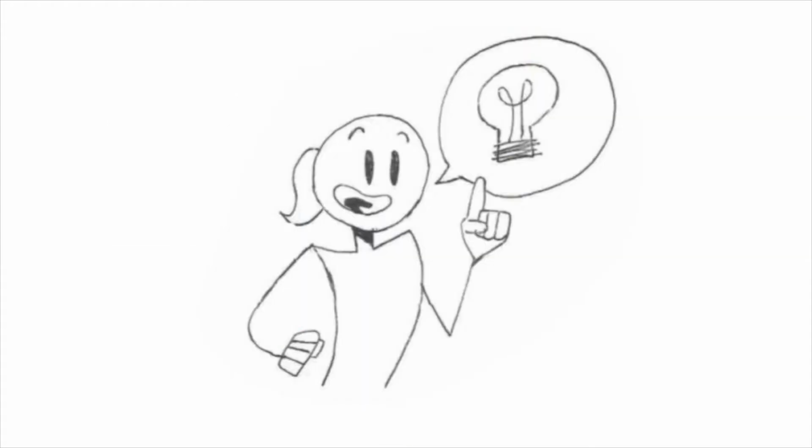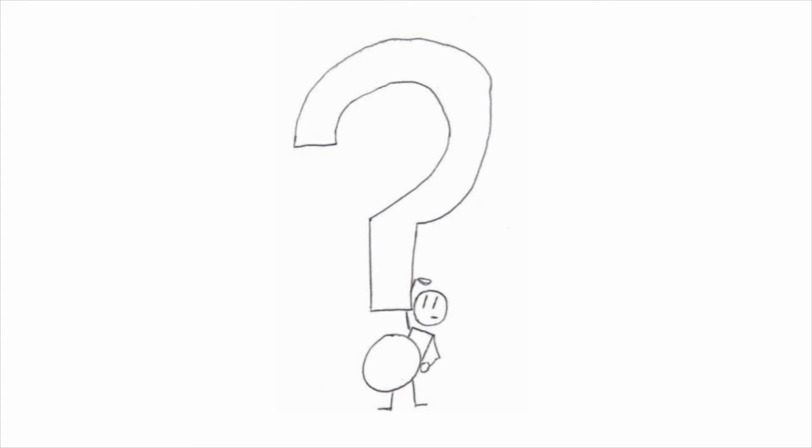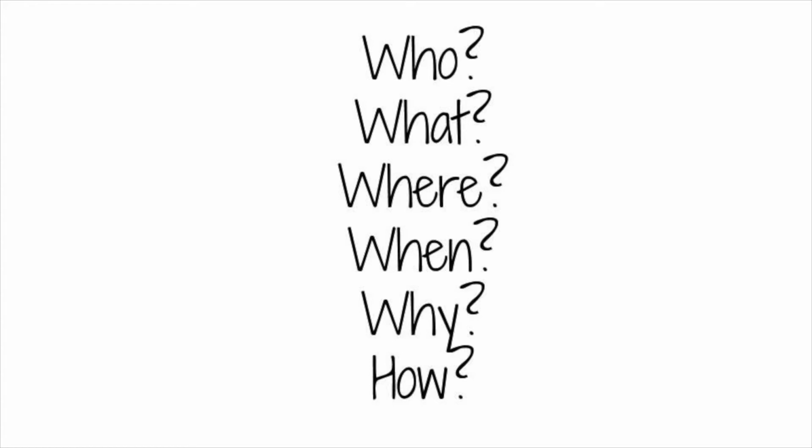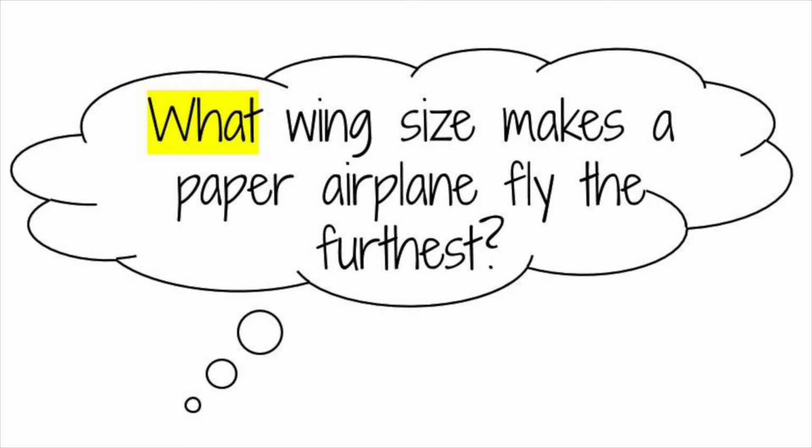Let's start with your topic. Let's say you want to do your science fair project on paper airplanes. And after lots of researching and thinking, the next step is to come up with a research question or a problem that needs to be solved. Your research question is the main question that your project is trying to answer. A good place to start would be to come up with a who, what, where, when, why, or how question. A good example of a possible research question would be, what wing size makes a paper airplane fly the furthest?